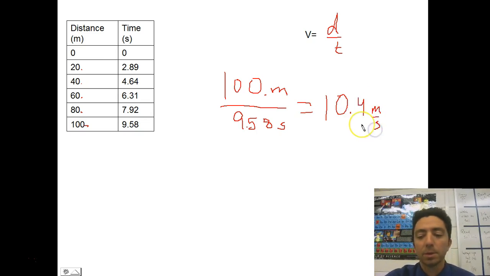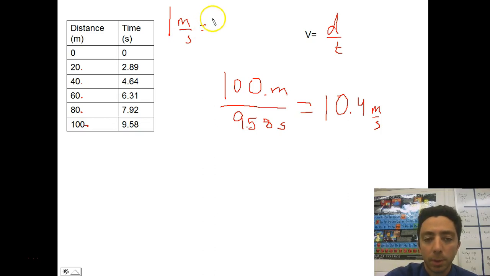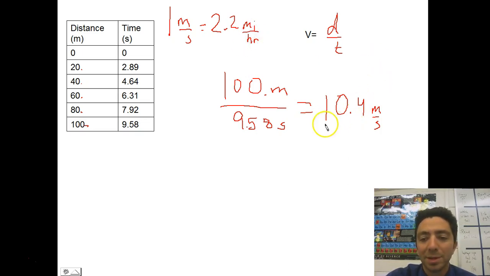A lot of times it's difficult to wrap our head around what a meter per second really is. So 1 meter per second, this is just to help you remember stuff, not necessarily a conversion to use for dimensional analysis, is about 2.2 miles per hour. So if Usain Bolt's going 10.4 meters per second, this is going to be about 22 miles per hour average speed. Now we can look at an instantaneous speed and we're going to see a different picture.